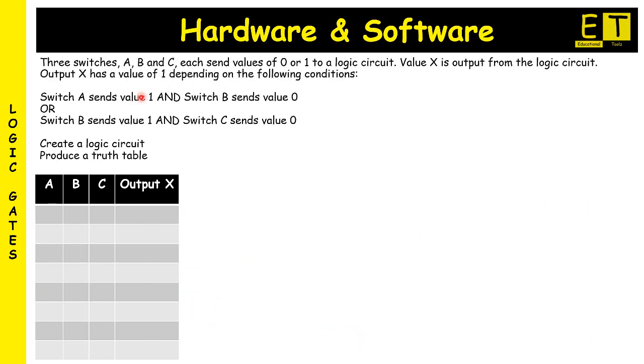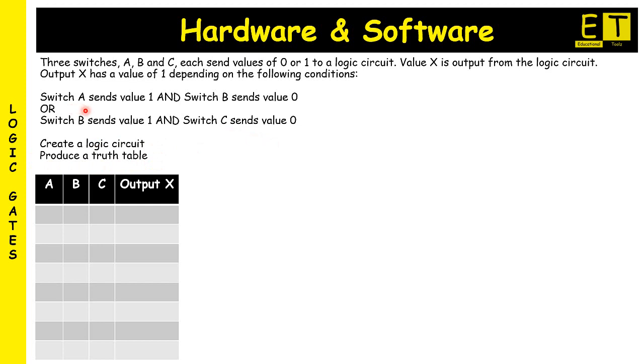3 switches A, B and C send values of 0 or 1 to a logic circuit. Value X is output from the logic circuit. Output X has a value of 1 depending on the following conditions. Switch A sends value 1 and switch B sends value 0, or switch B sends value 1 and switch C sends value 0. Create a logic circuit and produce a truth table. Your first step will be to break the problem down.